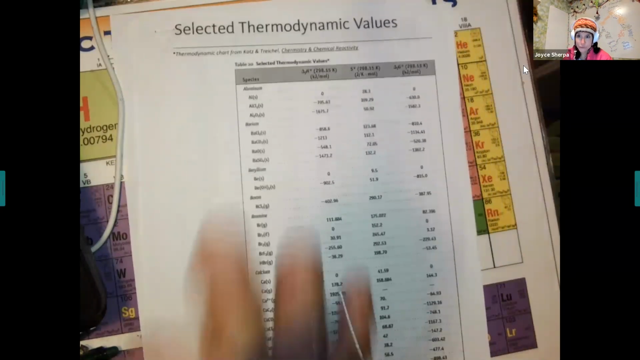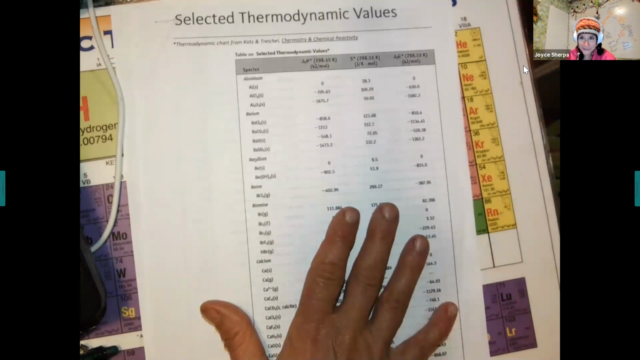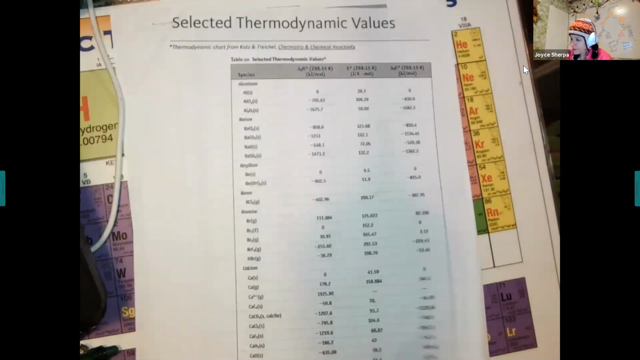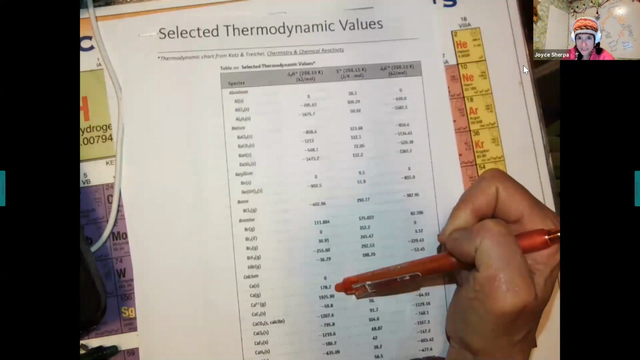So there is in the week 8 folder, there is a chart. You do not need to print the chart. I should have mentioned that earlier. If you printed the chart, great. Just know it's there. We all have to use the same chart. And I mentioned this chart last week. There are delta H's, which are enthalpy.